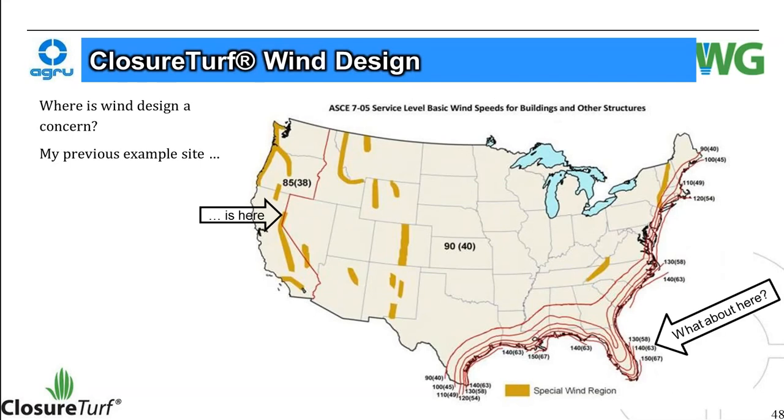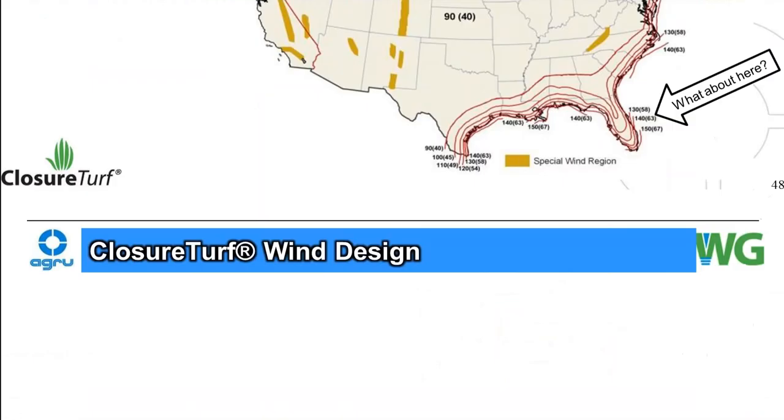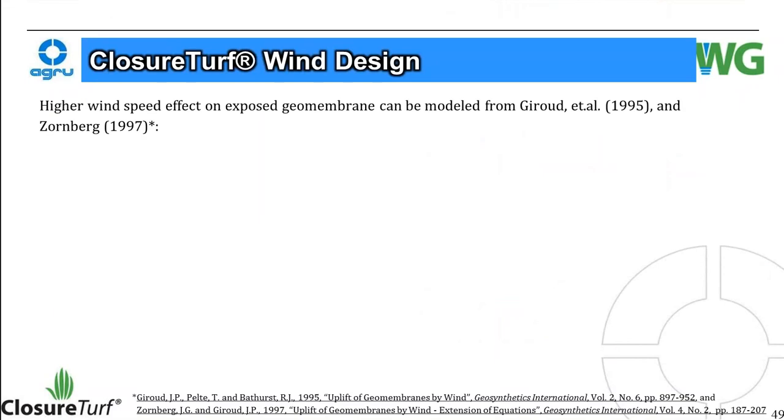What about here along the eastern and Gulf Coast states that are going to get hit by hurricanes? Well, these higher wind speed effects on exposed geomembrane anyway can be modeled from yet another Giroux technical paper, another one you can or worked on with J.G. Zornberg.